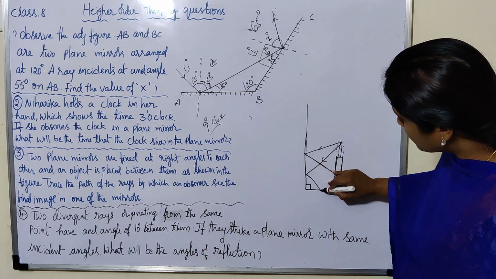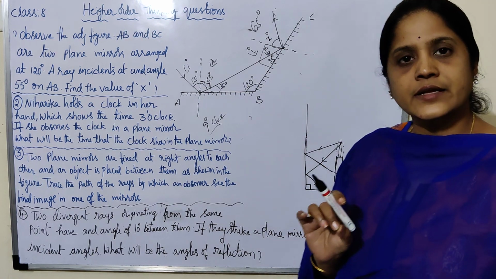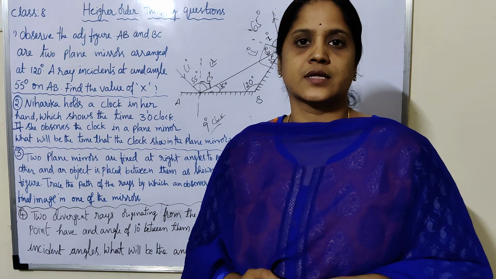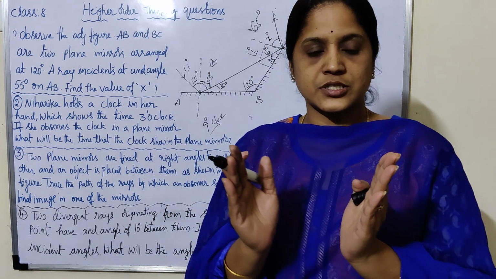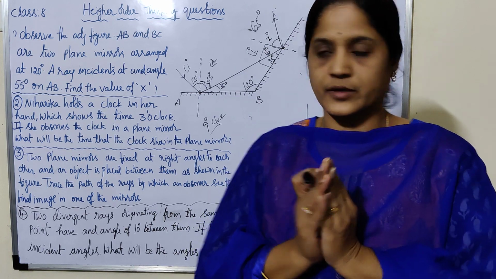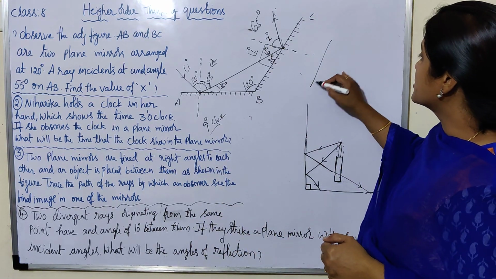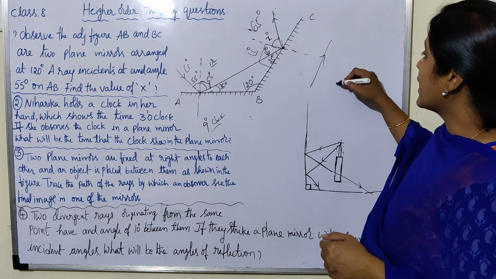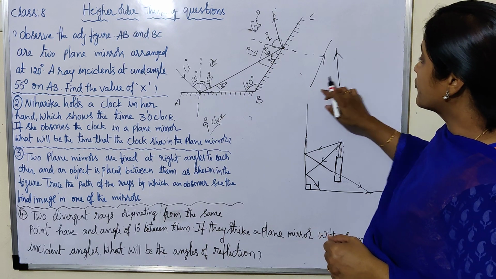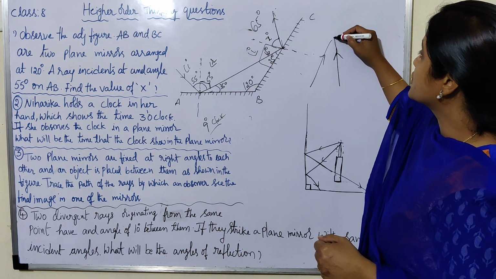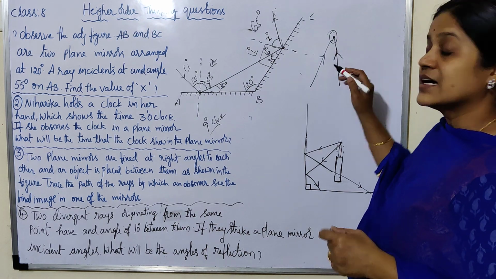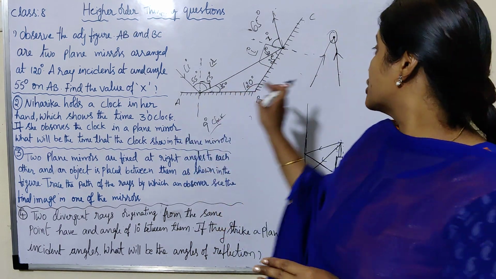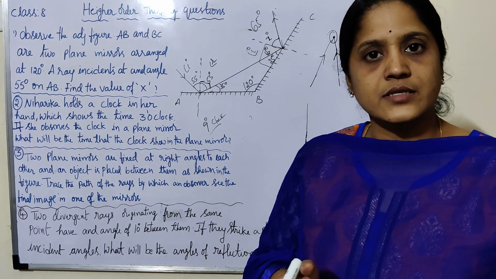Here we have two types of rays: diverging rays and converging rays. Converging rays means what? From different directions, the rays meet at one point. This is one ray and this is another ray. From different directions, finally these two rays will meet at one point. Then we call them converging rays. These two are converging rays.